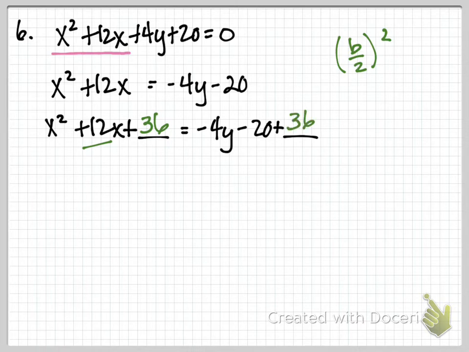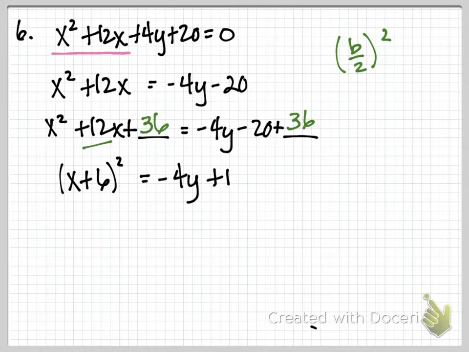Now what we're going to do is we're going to factor the left. You are forcing the left to be factored in a specific manner whenever you do completing the square. If you take your b and divide by 2, which is 6, and then keep the sign in front of it, so that's x plus 6, and then square that factor, it will always work that way. So you will always be able to factor when you do completing the square in that manner. And then you just need to simplify what's on the right. So we have negative 4y plus 16. Negative 20 plus 36 is 16.